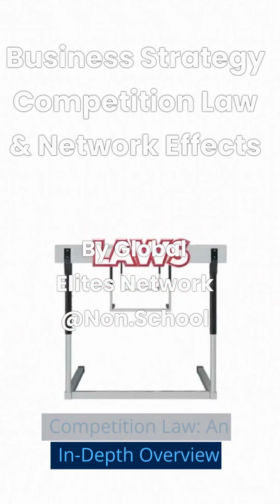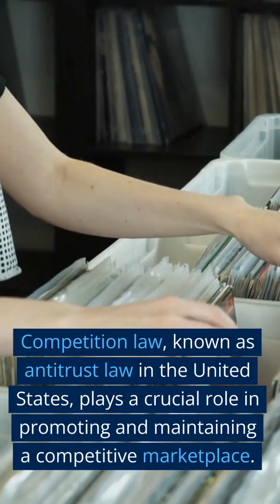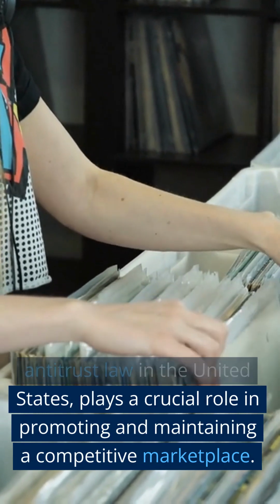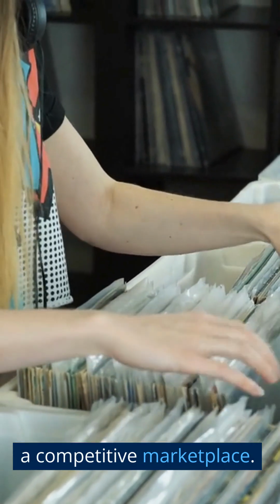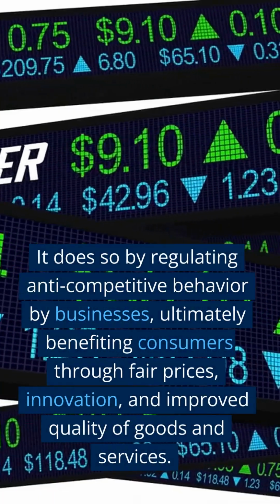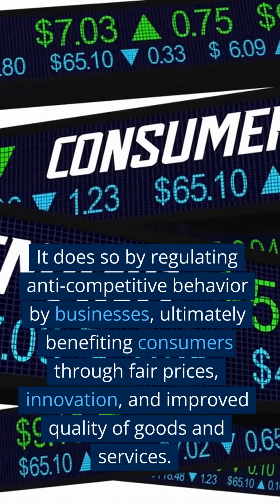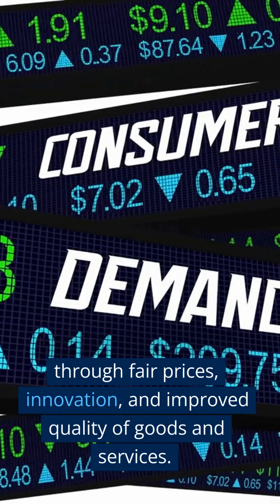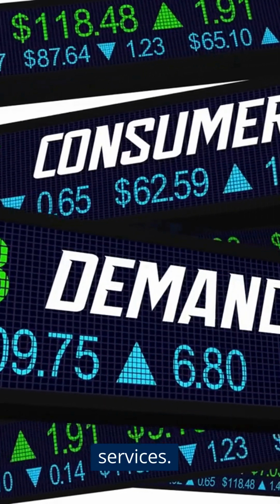Competition law, an in-depth overview. Competition law, known as antitrust law in the United States, plays a crucial role in promoting and maintaining a competitive marketplace. It does so by regulating anti-competitive behavior by businesses, ultimately benefiting consumers through fair prices, innovation, and improved quality of goods and services. Monopoly versus competition.